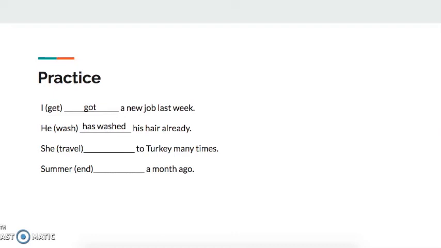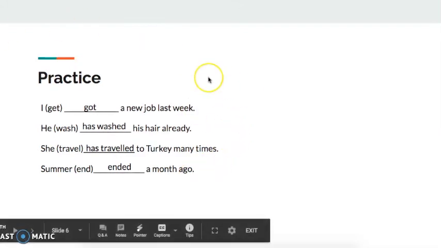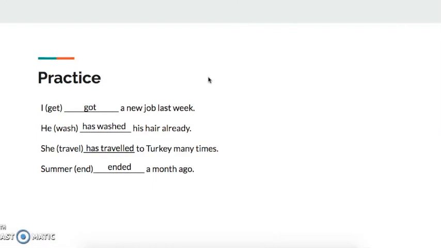Third one. She travelled to Turkey many times. She has travelled to Turkey many times, which is a present perfect. And the last one, summer end a month ago. Summer ended a month ago. So as you can see, the first and the fourth one are simple past verbs, and the second and the third are present perfect.